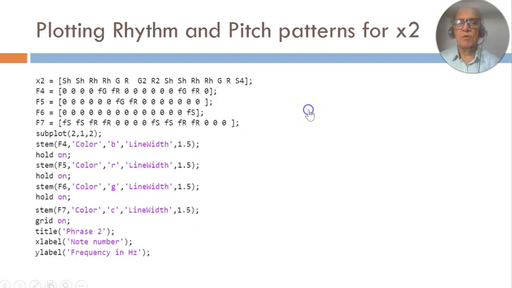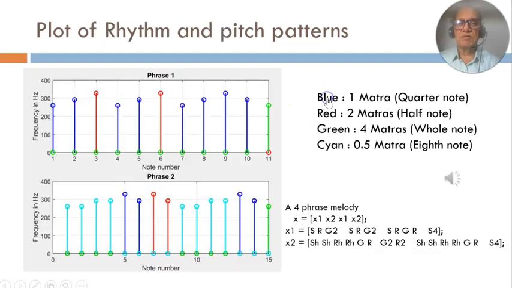Similar code you have to write for the second phrase. This is again very similar, so I am not explaining it. And when this is executed, you will be able to see the plots. So you can see on the x-axis we have note number: the first note, second note, third note, fourth note and so on. On the y-axis we have the frequency. So this is the frequency of the Shadaj, which in our case was 260. So it is showing 260 here.